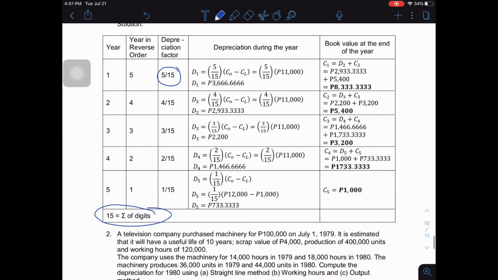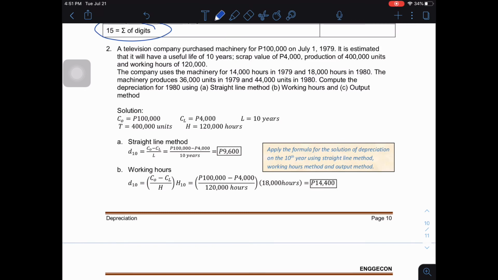Right, so number 2. A television company purchased machinery for 100,000 pesos on July 1, 1979. It is estimated that it will have a useful life of 10 years. So the scrap value or the salvage value is 4,000 pesos. Production of 400,000 units and working hours of 120,000. The company uses the machinery for 14,000 hours in 1979 and 18,000 hours in 1980. The machinery produces 36,000 units in 1979 and 44,000 units in 1980. Compute the depreciation for 1980 using straight line, working hours, and output method.